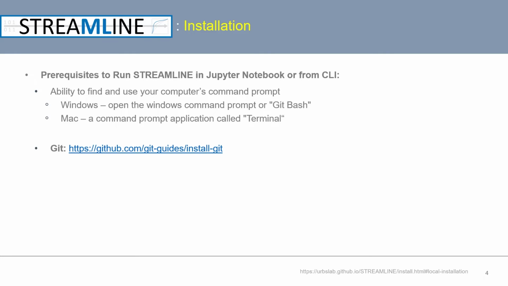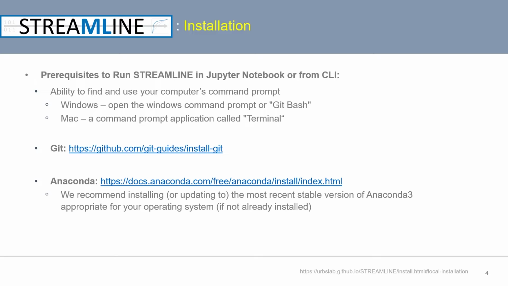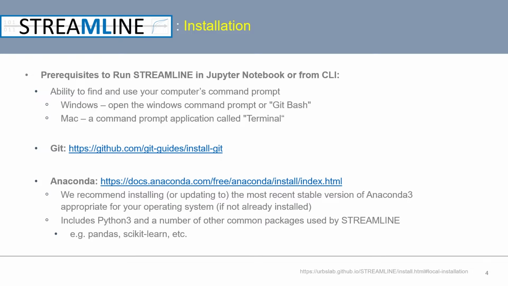You'll also need to install Git on your computer, and you can check out this link for more information. And you'll also need to install Anaconda, and again, you can use the link provided to learn more about that. To use STREAMLINE, we recommend installing or updating to the most recent stable version of Anaconda 3 that's appropriate for your operating system, assuming it's not already installed. When you install Anaconda, it includes Python 3 and a number of other common packages that are used by STREAMLINE.